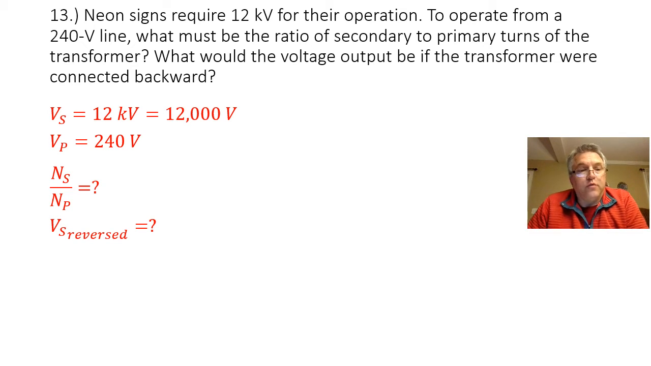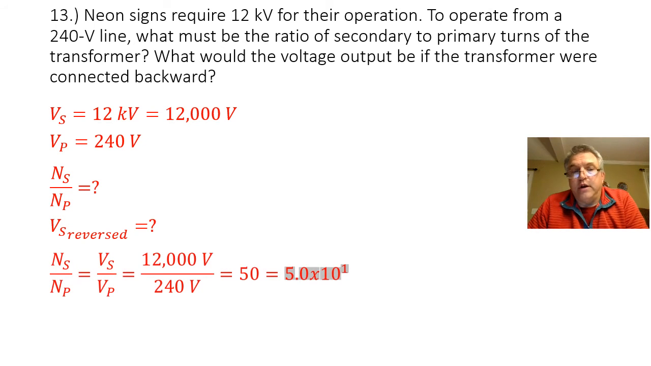So to find the ratio of number of turns in the transformer, if we're looking at the secondary number of turns compared to the primary number of turns, I know my ratio is going to be Ns over Np, and that is going to equal Vs over Vp.